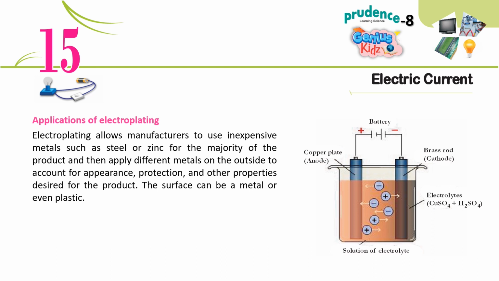Applications of electroplating. Electroplating allows manufacturers to use inexpensive metals such as steel or zinc for the majority of the product, and then apply different metals on the outside to account for appearance, protection, and other properties desired for the product. The surface can be a metal or even plastic.